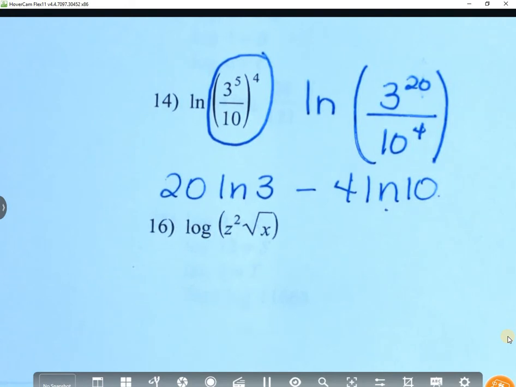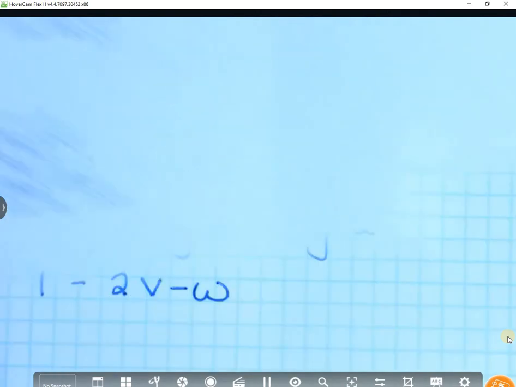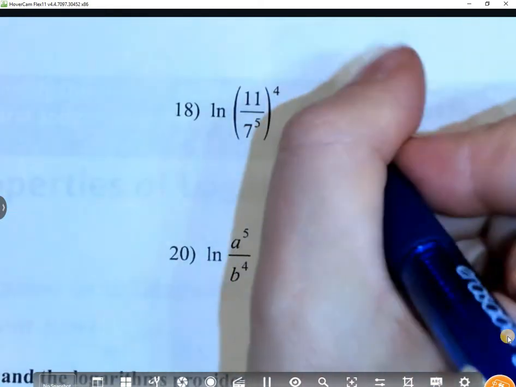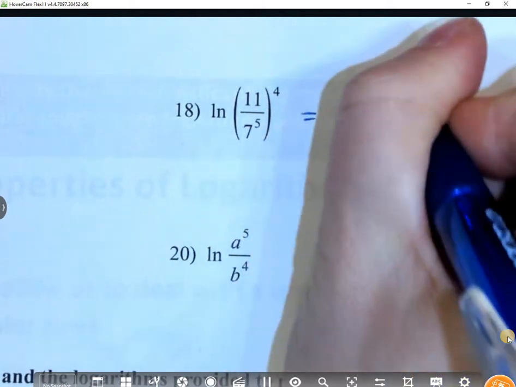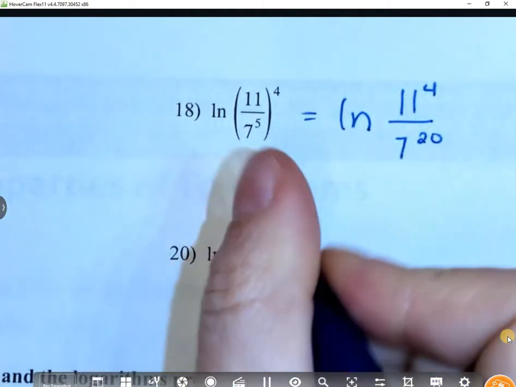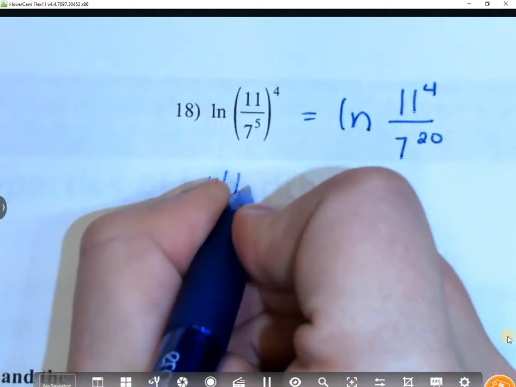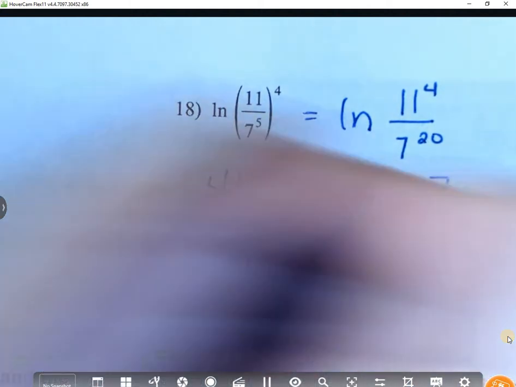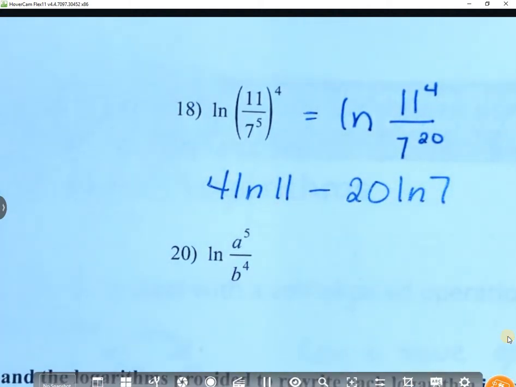Any of the other ones? Yes? Exact same steps for what we just did. So it would be 11 to the 4th, 7 to the 20th. So 4 ln 11 minus 20 ln 7. Exact same steps.